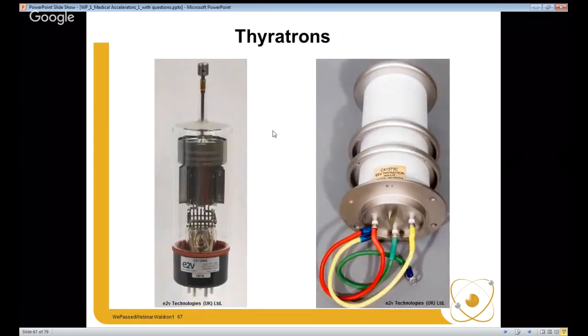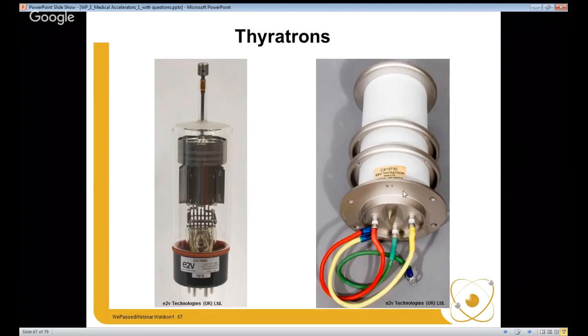Here are photos of a couple of types of thyratrons. The one on the left is a glass envelope. The anode connection is at the top. The other connections are in the socket at the bottom. The anode proper is a circular plate in the top. And all of the other elements are actually located in the top third of the tube behind the screen.